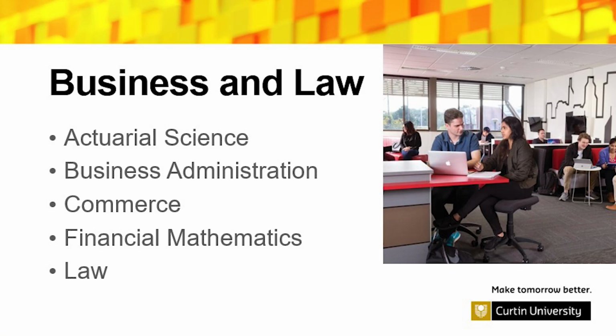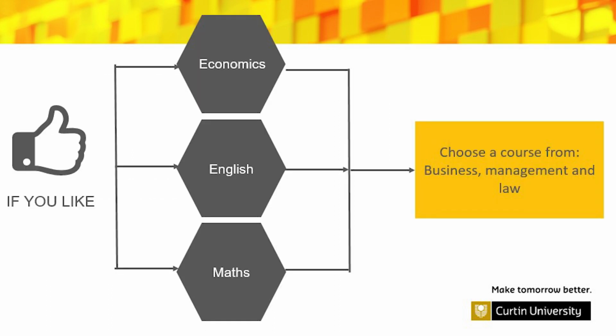So under the business and law area, we've got actuarial science, business administration, commerce, financial mathematics, and law. So if you like economics, English, maths, that type of area of studies in year 7, 8, and 9, and you're doing pretty well in those, you might want to consider going into business when you leave school.